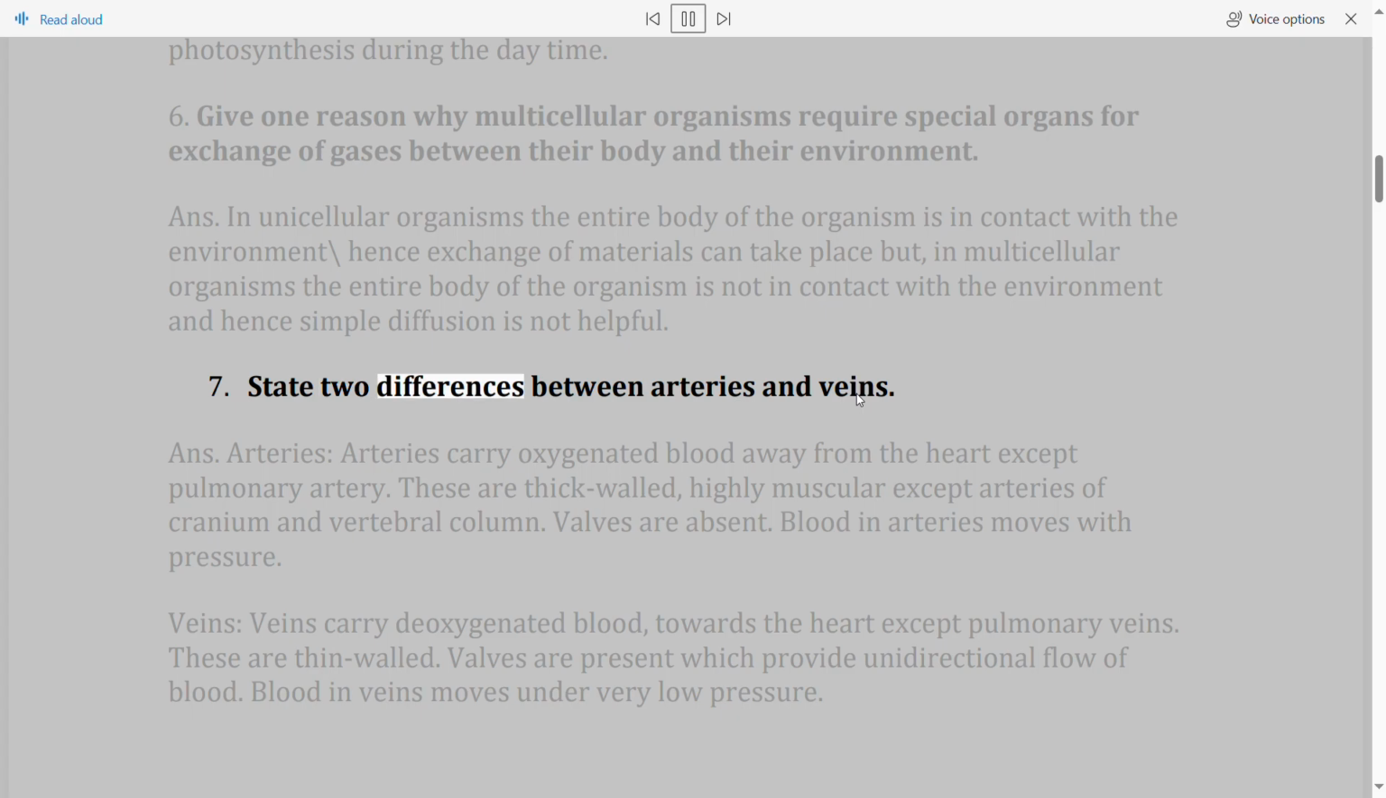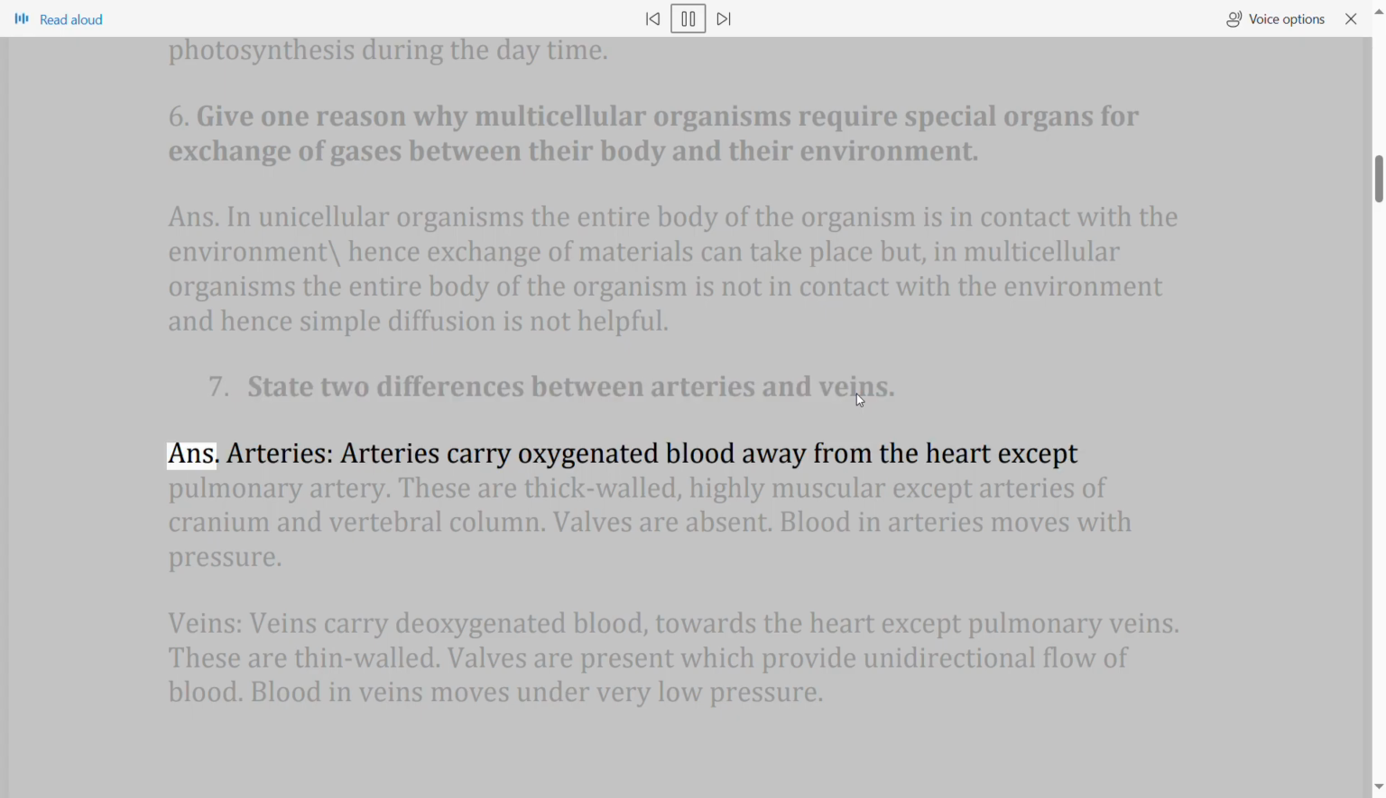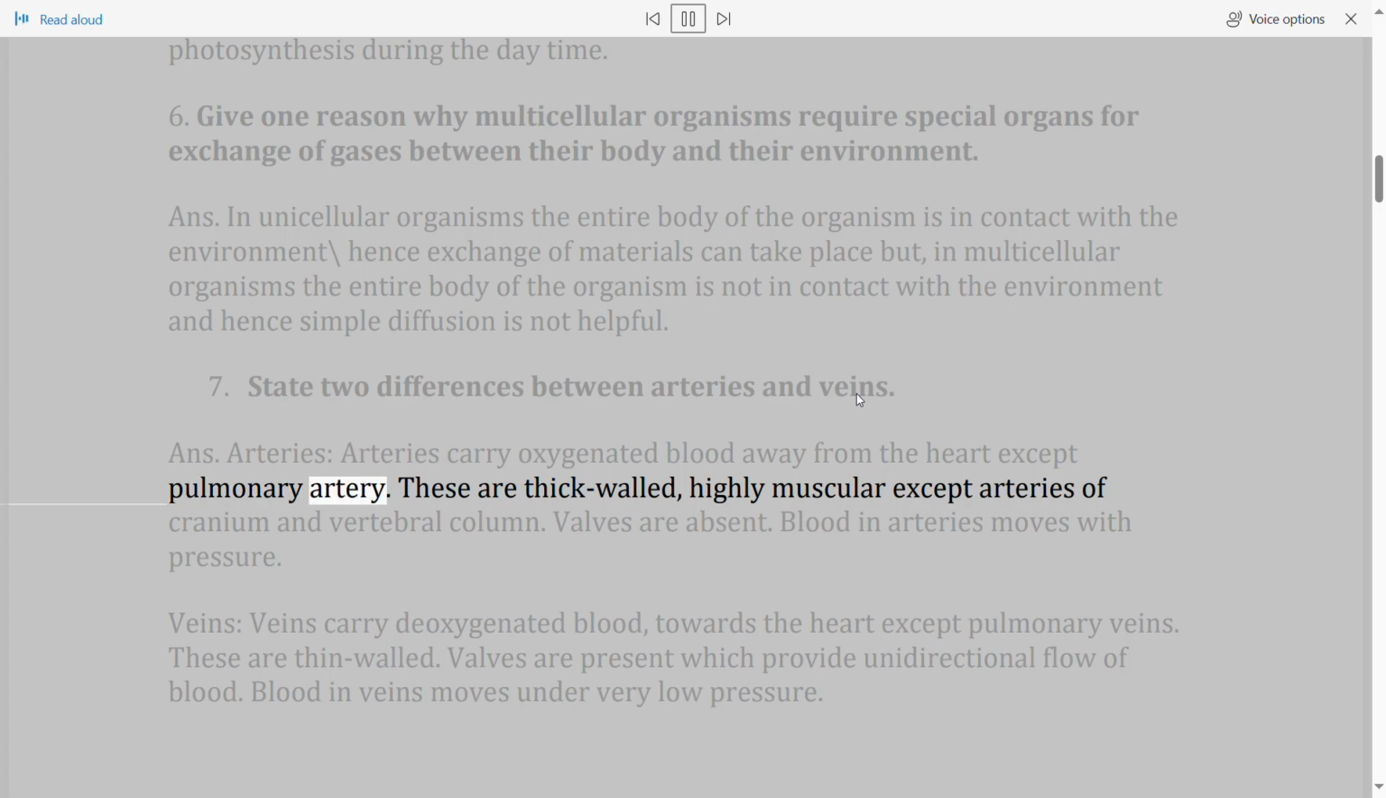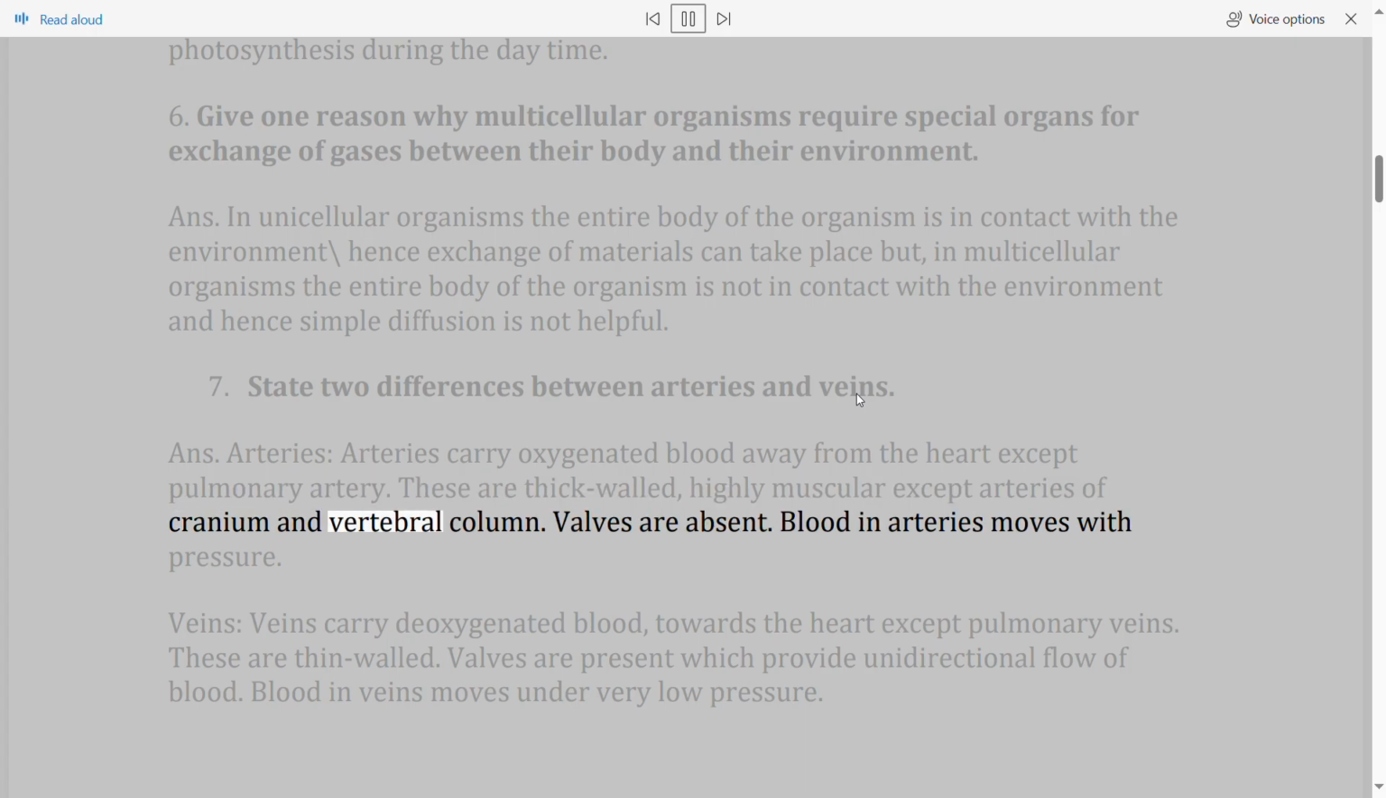7. State 2 differences between arteries and veins. Ans. Arteries carry oxygenated blood away from the heart, except the pulmonary artery. These are thick-walled and highly muscular, except arteries of the cranium and vertebral column. Valves are absent. Blood in arteries moves with pressure.